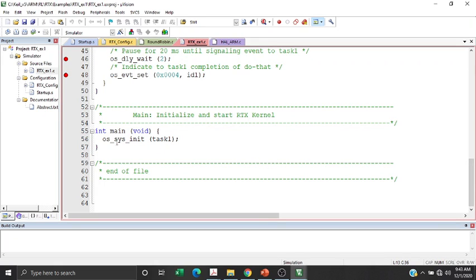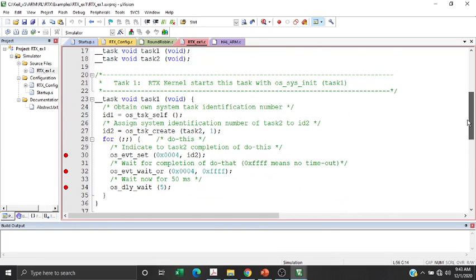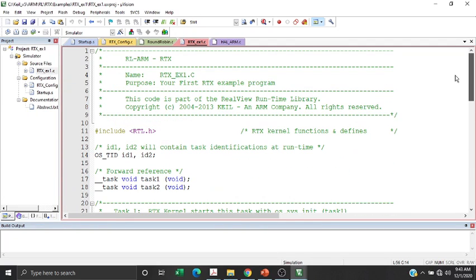Here your main is present. In this you are initiating the OS, system init OS. We'll come back to this. What is this? You are calling an OS, then you are creating a task, and you are assigning the definitions for the tasks as such. Fine, that's what you are doing.